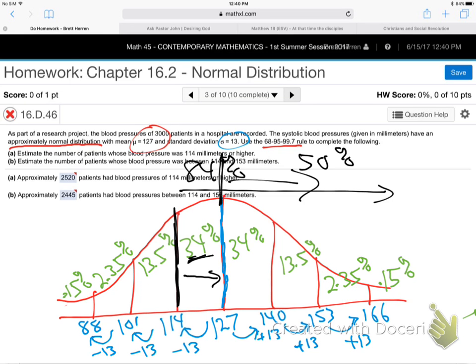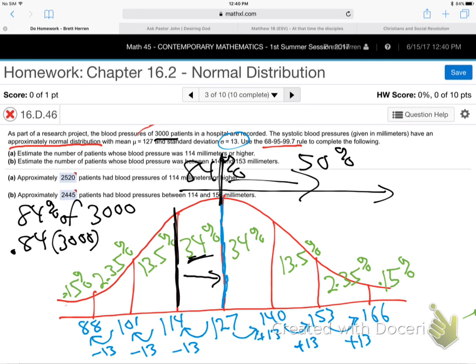So from the 114 line to the right must be 34 and 50, right? 84%. So then you take that 84%, you want 84% of all the patients. How many are all the patients? Right up here, 3,000. So you want 84% of the 3,000 patients. So 0.84 times 3,000.